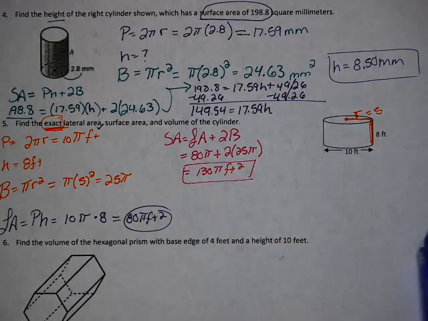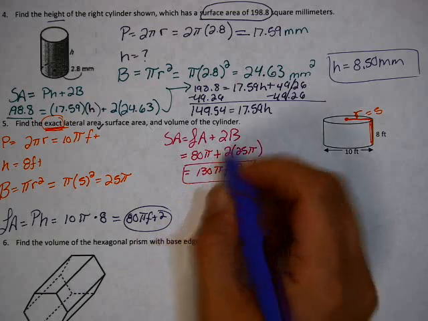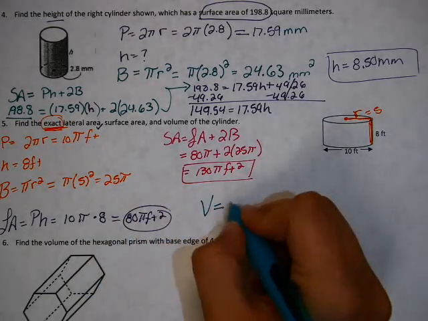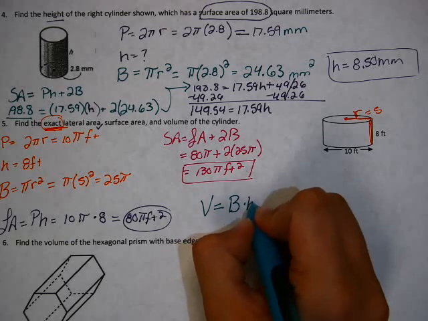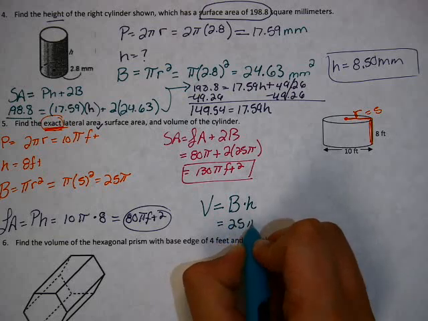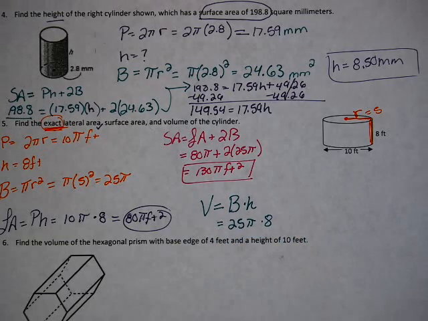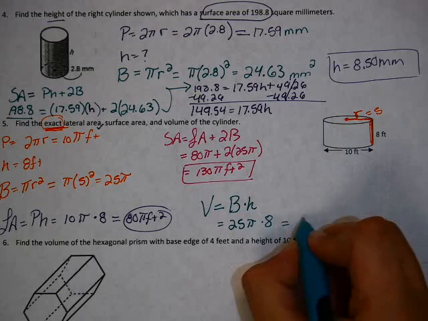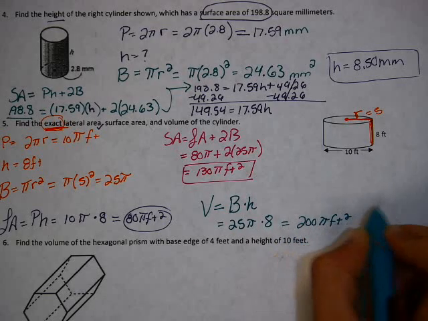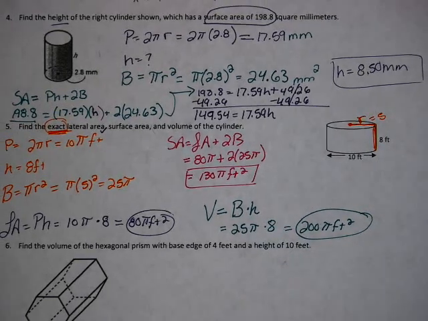Okay, and then we need to find the volume. So the volume is area of the base times the height. We have area of the base is 25 pi, the height is 8, so 8 times 25 is 200 pi feet squared. Now when you guys are looking at your homework, please don't forget to write in pi. It's not 200 feet squared, it's 200 pi feet squared.